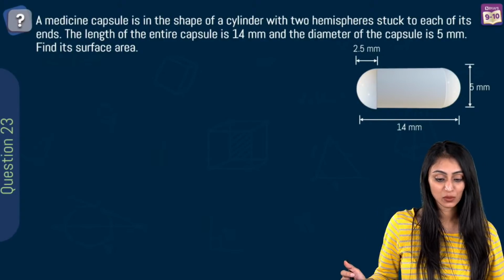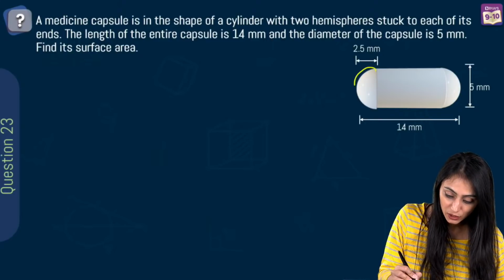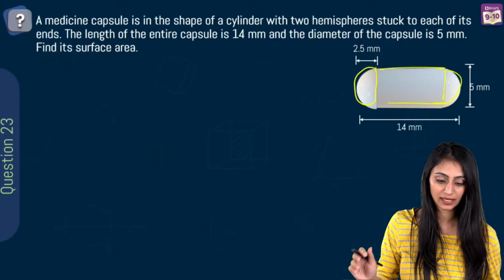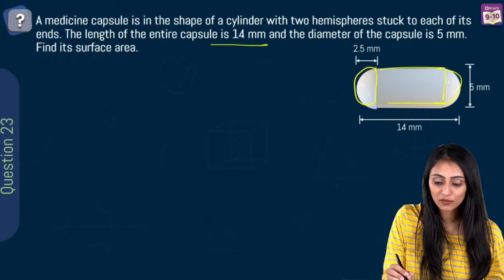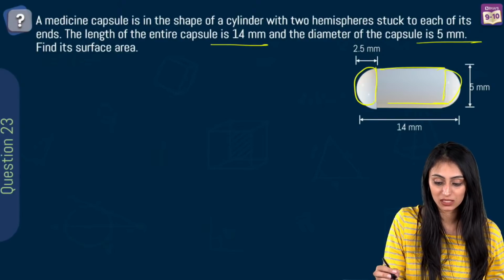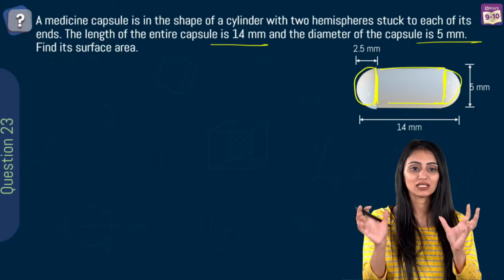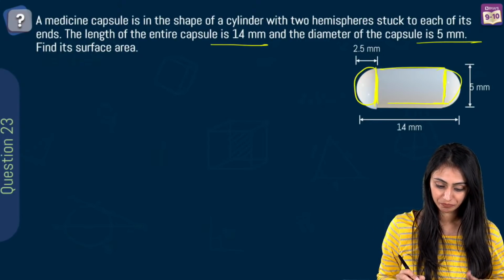A medicine capsule is in the shape of a cylinder with two hemispheres stuck to each of its ends. This is the cylinder and two hemispheres are at the ends. The length of the entire capsule is 14 millimeters. The diameter of the capsule is given, that's 5 millimeters. Both the cylinder and hemispheres share the same diameter. Find its surface area.